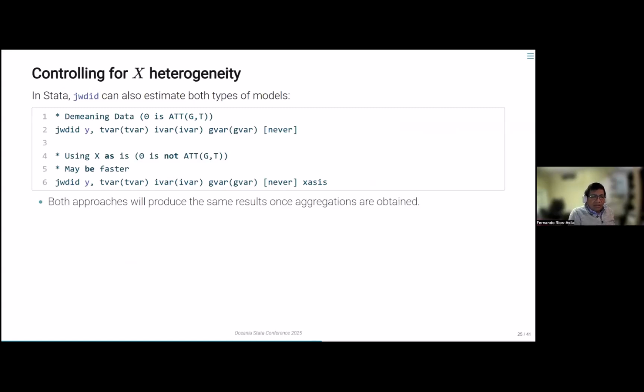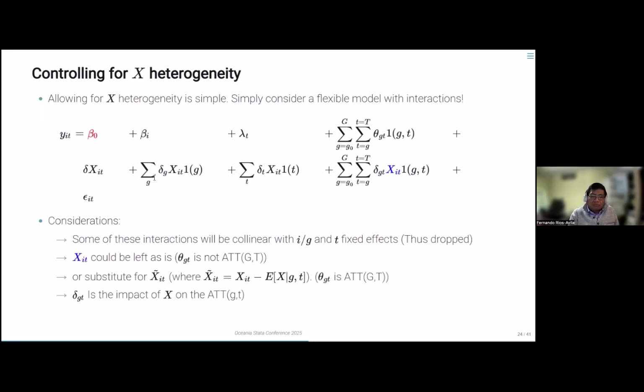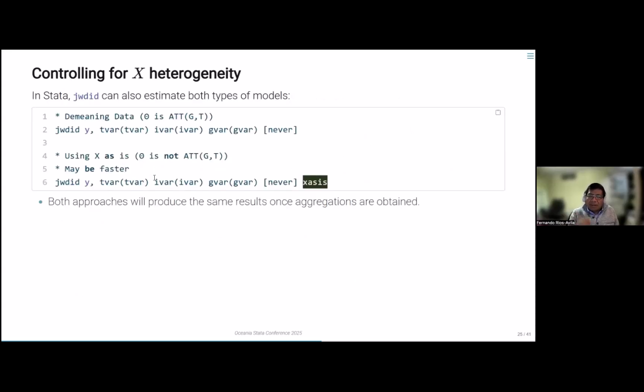How to do this in Stata? You're trying to use it with JWDID. Well, I should have included here the examples for controls. But if you want to do this, the specification that demeans the data, you use it as it is. If you prefer to use the data as it is, which might save a little bit of time and computation instead of demeaning the data the first time around, you just say X as is, and that will produce the second model. Again, the only problem with that is that the parameters that you obtain as the theta are no longer ATT-GTs.